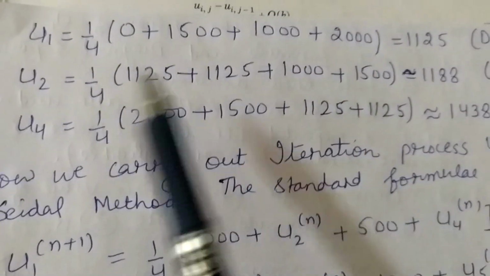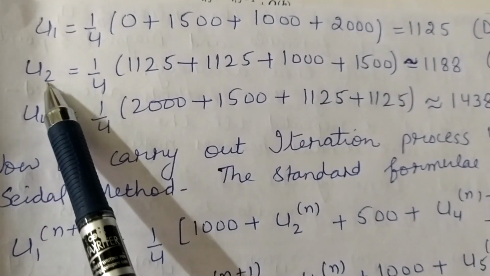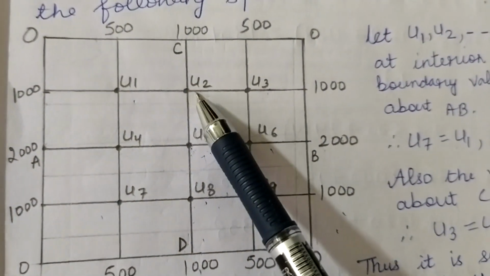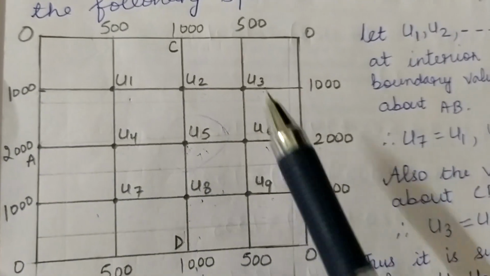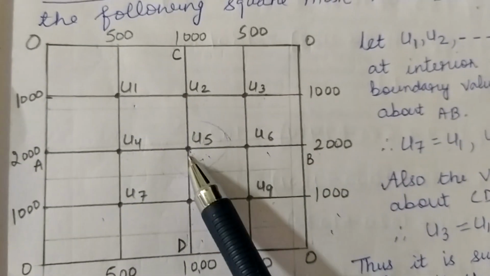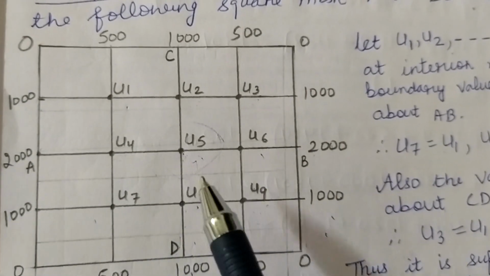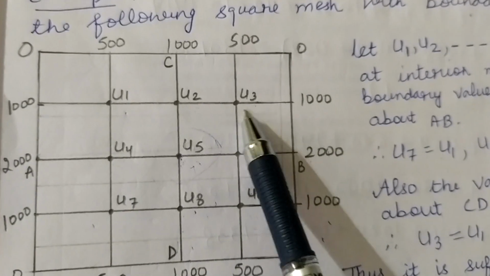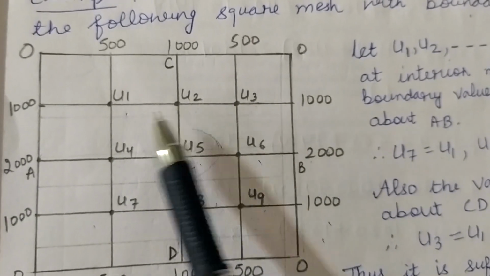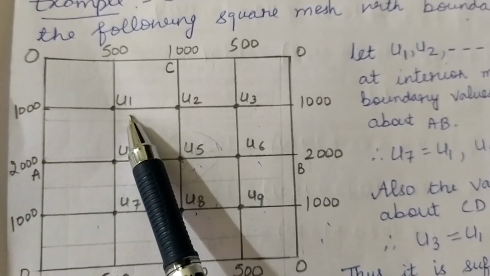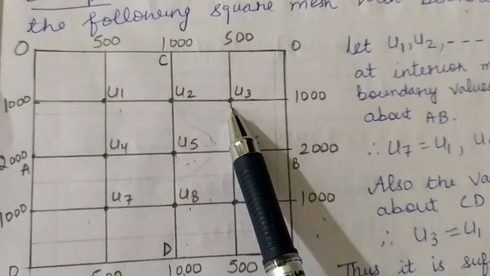Okay, so now similarly you are going to find out u2. Again come to the same figure. Now here it is u2. For u2, first of all try to apply the standard formula. Up value 1000 is known, below value u5 is 1500, known, u1 is known now, 1125, but u3 is unknown. How unknown? u1 is equal to u3. So this means if u1 is 1125, then u3 is also 1125.